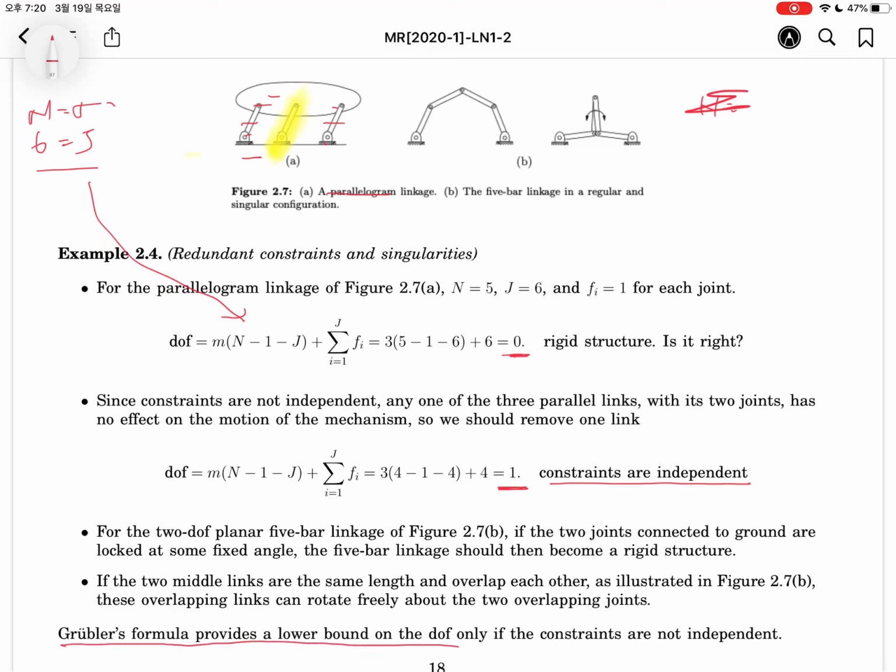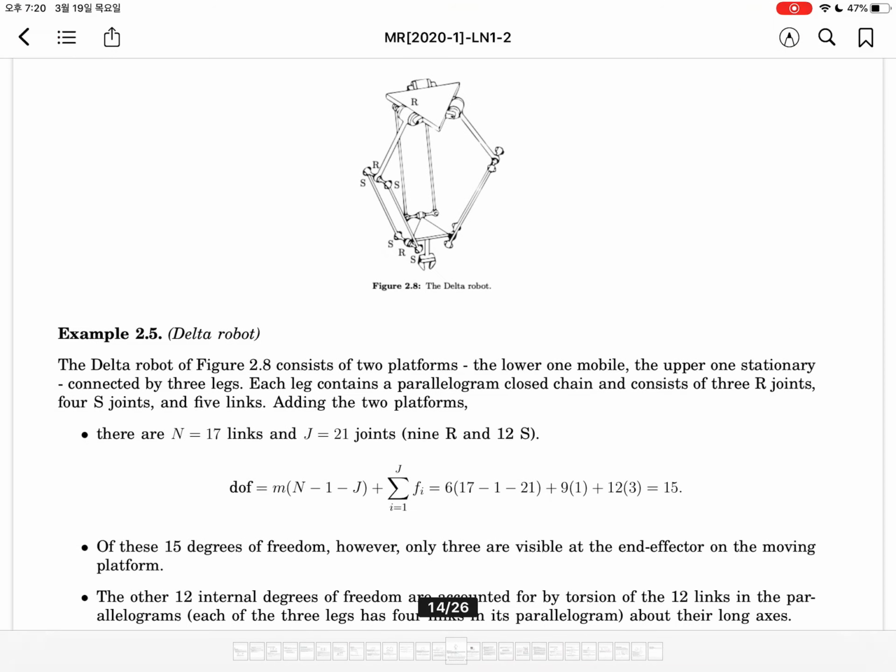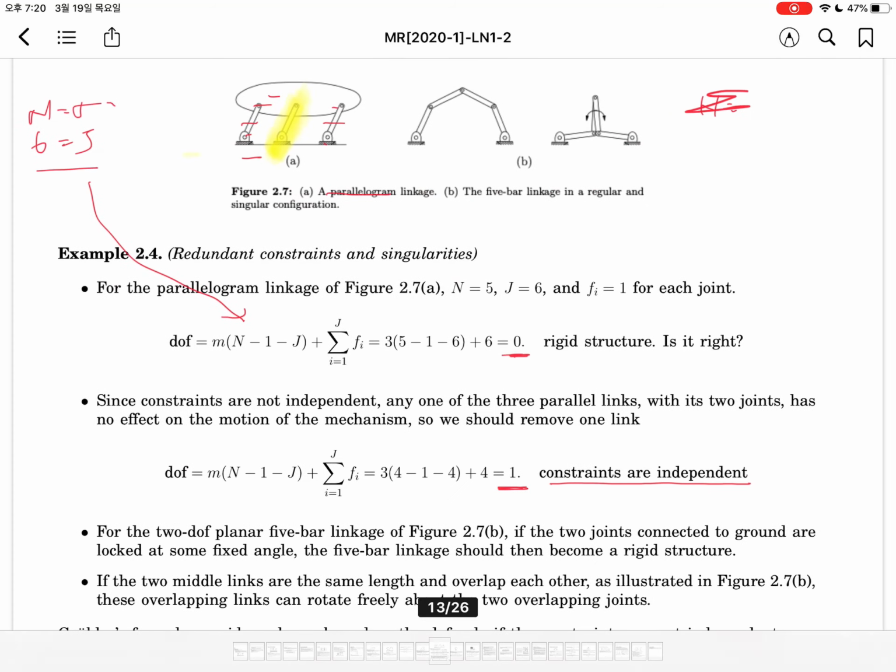One more, the Grübler formula provides the lower bound on the degree of freedom only if the constraints are independent. So in some cases we can get zero or minus degrees of freedom, but the actual mechanism is movable. At that time, we should count the dependent constraints that exist. Okay, let's move to the next example.